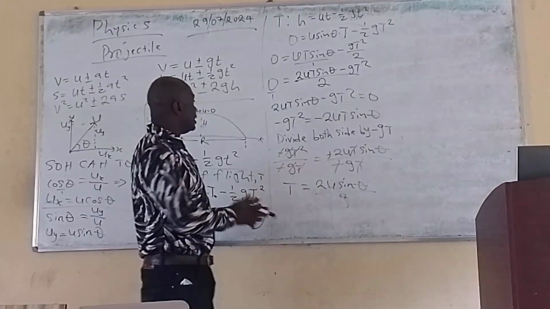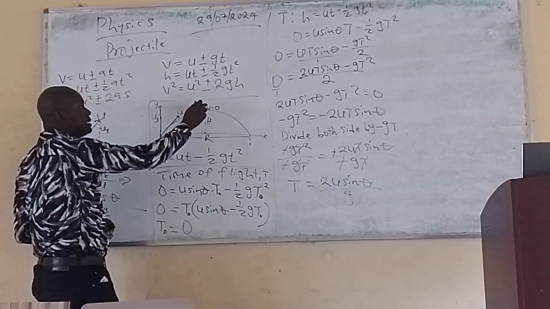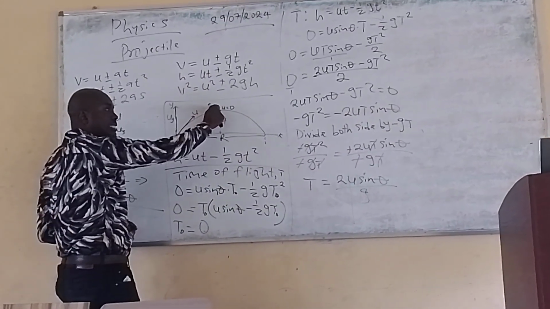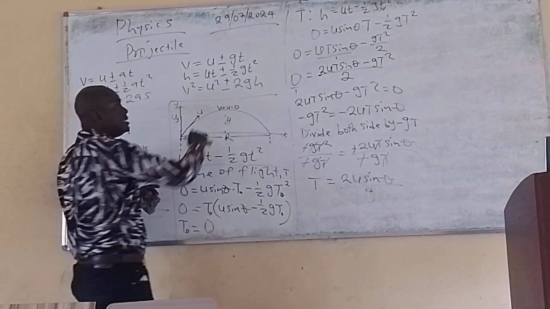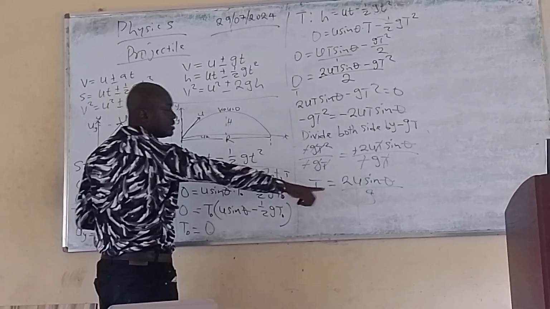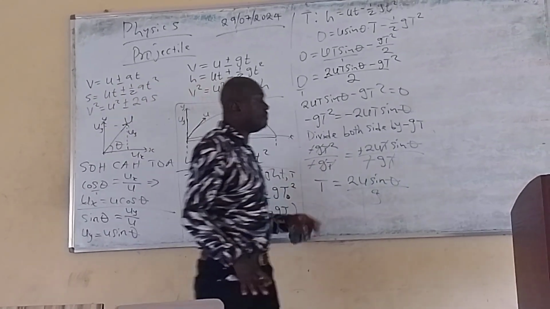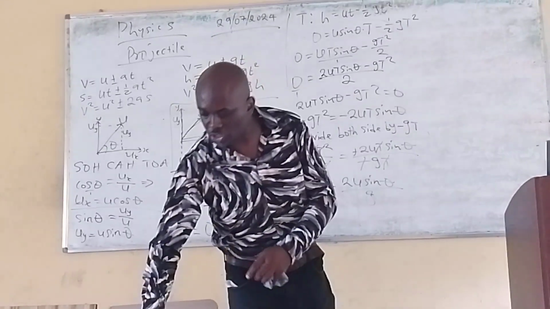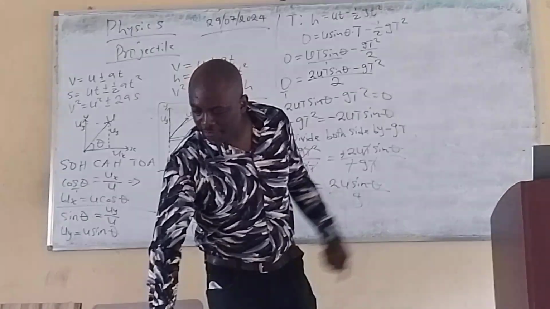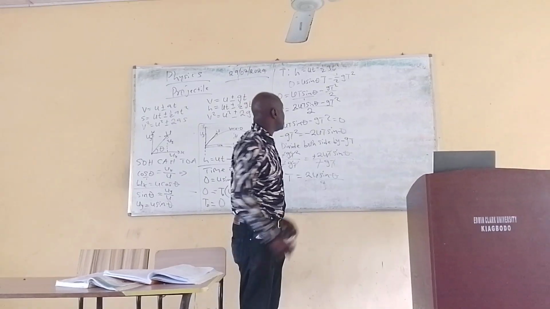That alternative way, we'll be able to get the time of flight here at this maximum height. Then whatever it is, we multiply it by 2 to get this same time of flight. But because of time, I'll leave that for today. Next class, I'll teach you that. But let's continue.